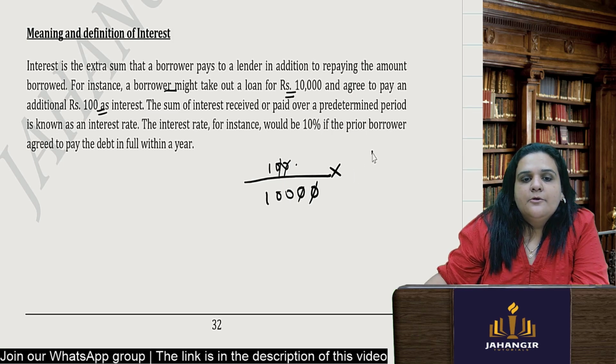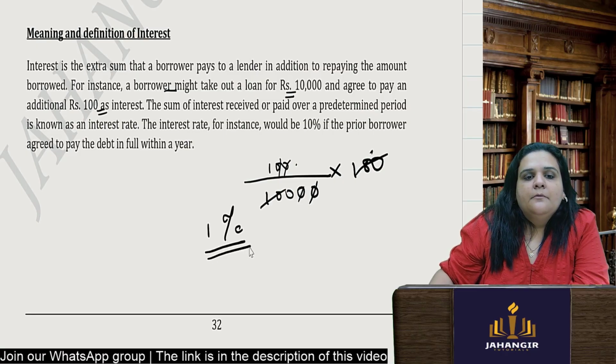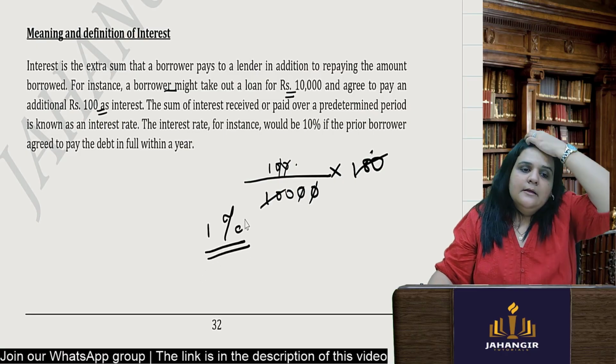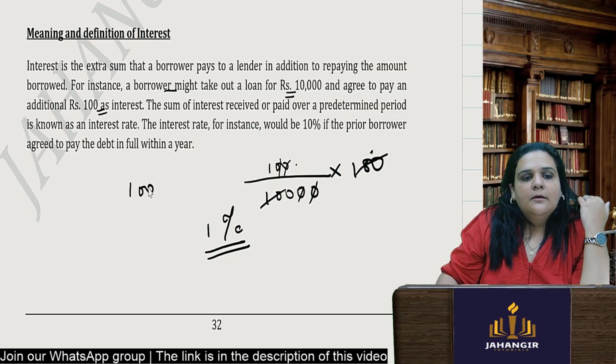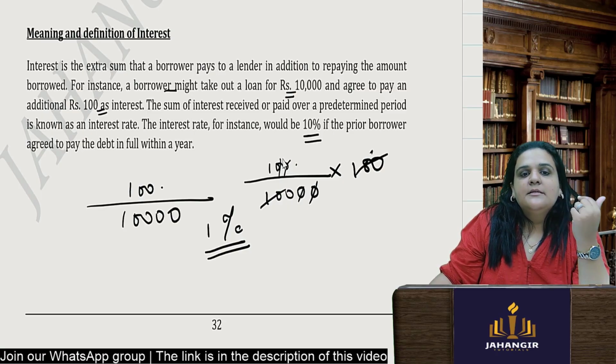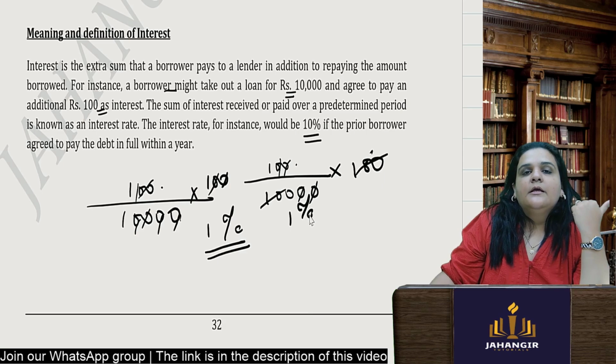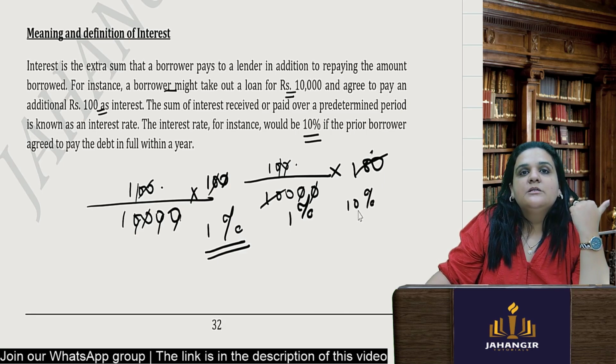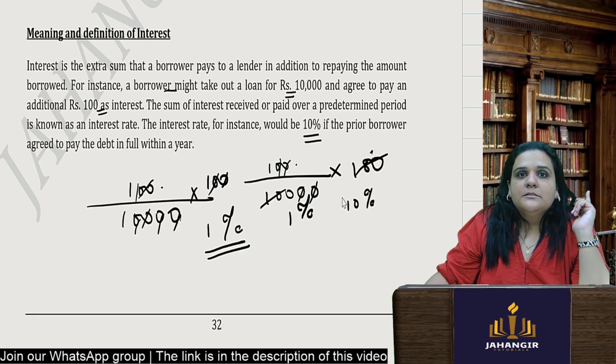So it is going to be 1%. I am paying 100 rupees on 10,000. The interest rate would be 10% if the borrower had agreed to it for the full year. So 100 rupees interest on 10,000 is just 1%. If it were 10% of 10,000, it would be 1,000 rupees.